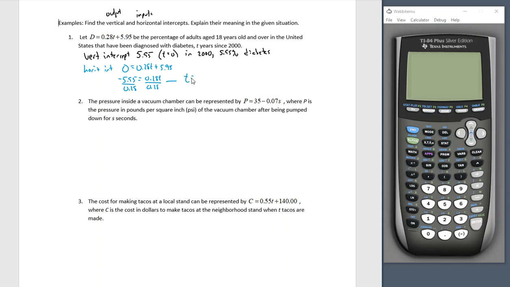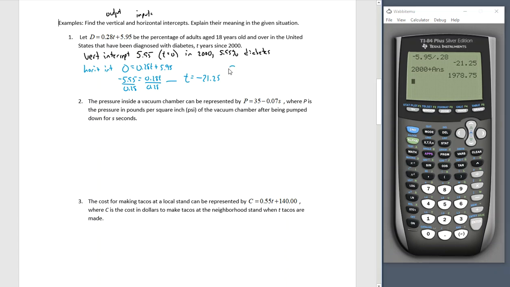And we find that t equals, let's pull up our calculator here. Clear what we had before. We have a negative 5.95 divided by 0.28, which gives us negative 21.25. Now, this does not make sense in the given situation. What this actually says is 21.25 years before 2000, so we're looking at 1979. That's close. 1978 and a quarter.